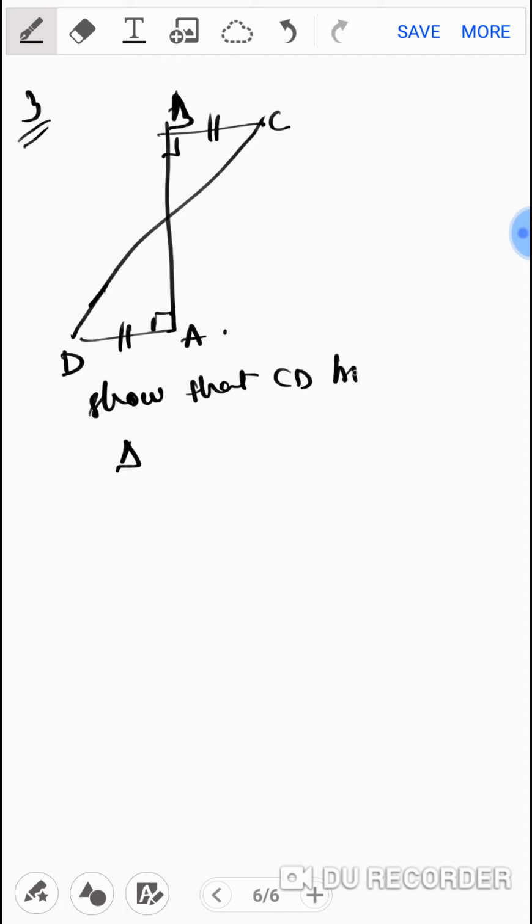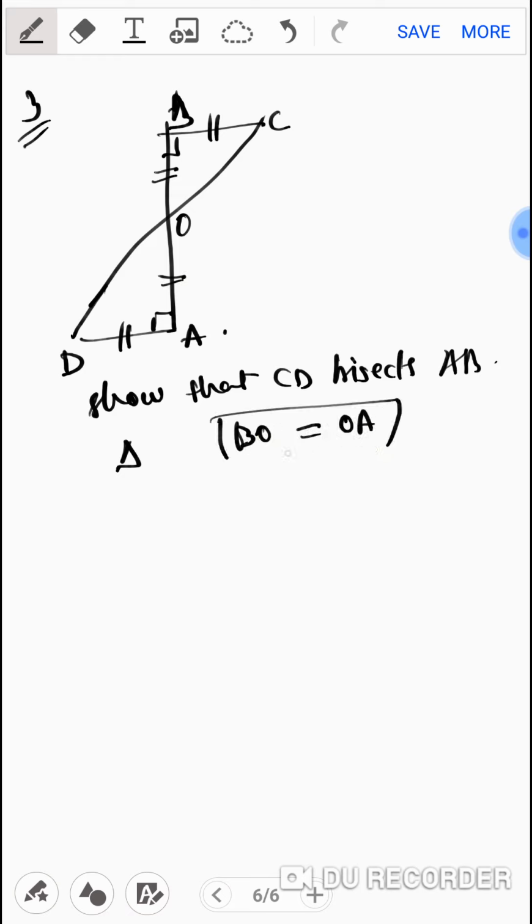CD bisects AB. What do you mean by CD bisects AB? So CD is the one cutting AB. Cutting means it cuts into equal parts. So in a way you have to prove that BO is equal to OA. Clear? So now you have to start your solution.